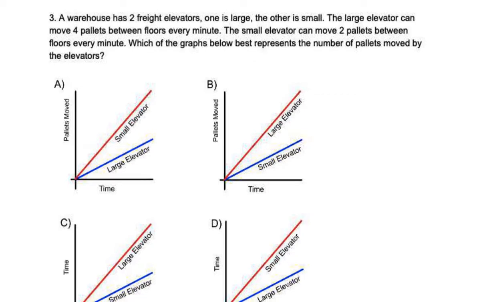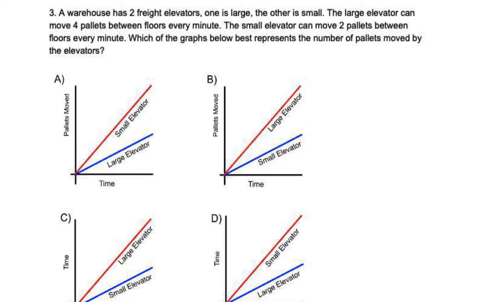Number 3, a warehouse has 2 freight elevators, one large, the other small. The large elevator can move 4 pallets between floors every minute. The small elevator can move 2 pallets between floors every minute. Which of the graphs below best represents the number of pallets moved by the elevators?